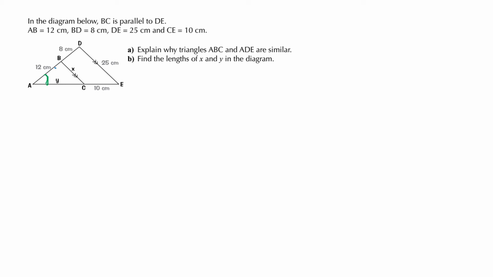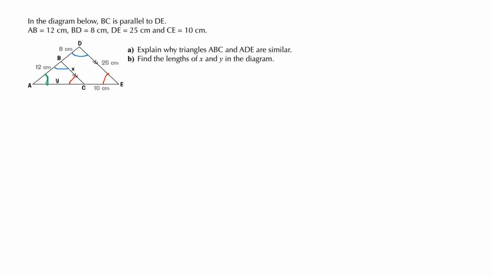We've got angle ABC and angle ADE being corresponding angles in parallel lines, so they are equal. And then we also have angle ACB and angle AED being corresponding angles in parallel lines, so those are also equal. So triangles ABC and ADE are similar because they have 3 equal corresponding angles. Now, part B, find the lengths of x and y in the diagram.